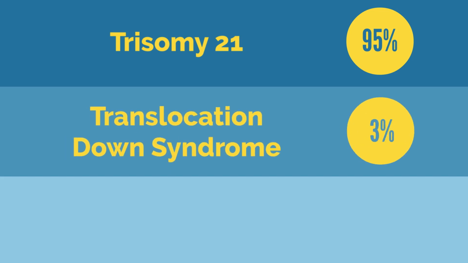Translocation Down syndrome. This type affects about 3% of people with Down syndrome. This occurs when a full or partial extra copy of chromosome 21 is present, but it is attached or translocated to a different chromosome rather than being a separate chromosome 21.